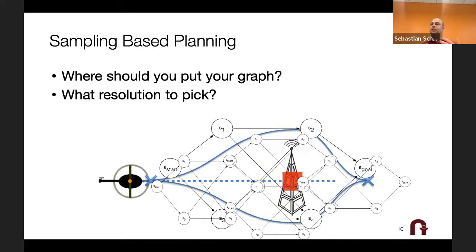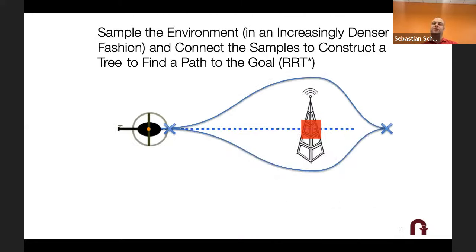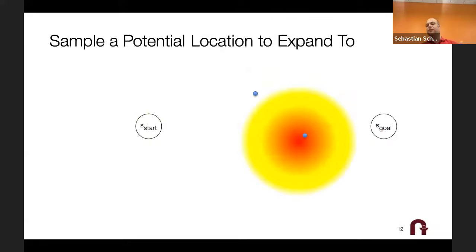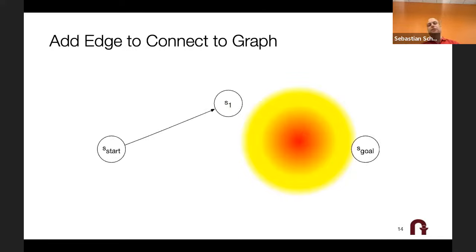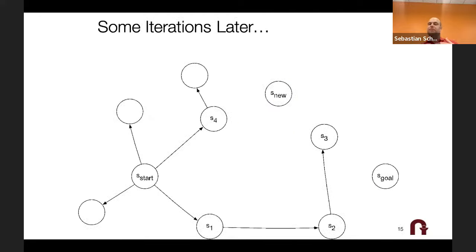One of the challenges you often have is, let's say you want to create this graph, where should you put your graph? What resolution should you pick? How many edges? And that's where sampling-based planning comes in. You can say, I have this problem, and I'm not going to pick these vertices ahead of time in a fixed structure, a fixed lattice. I'm going to construct this graph on the fly, so you add an edge based on your sample and keep expanding.